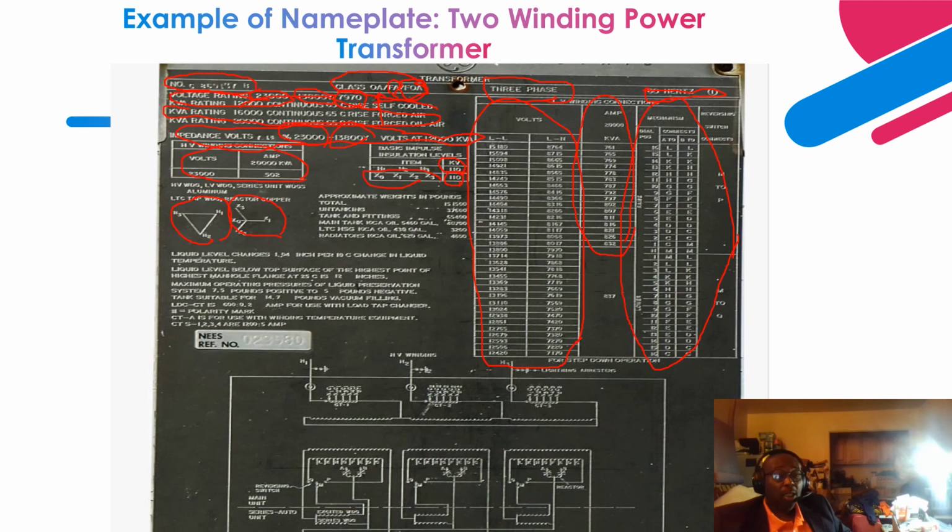Your high side winding is wound in the delta. As you can see over here, this is a delta configuration. And this winding has CTs. Basically, you have CTs that are used for metering and protection, with protection relays to protect the transformer and to provide metering instrumentation on the transformer.